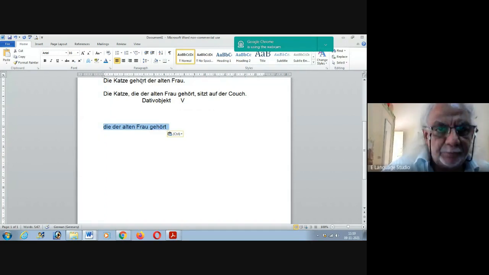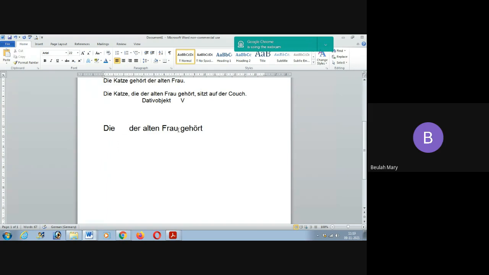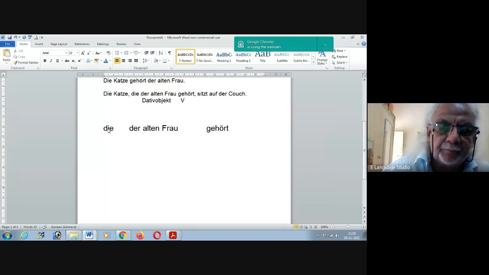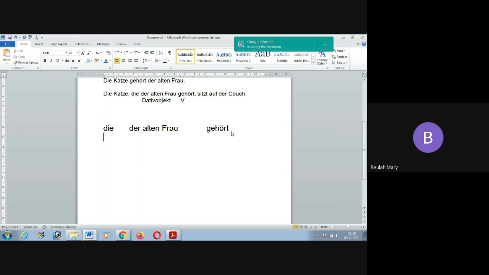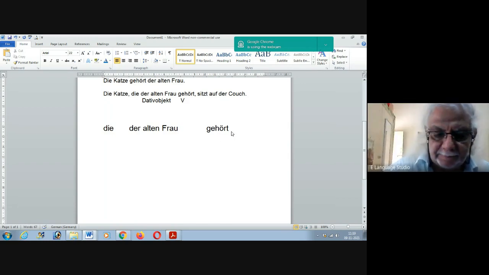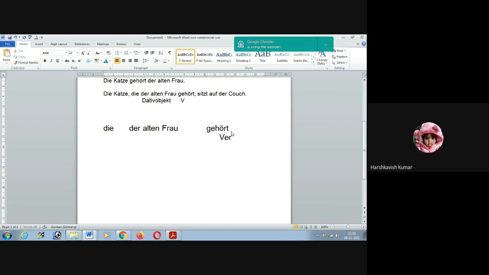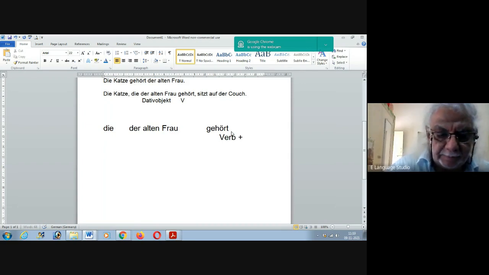Just look at this sentence alone. How many components are there in this? Three. What are they? What is this verb here? Verb gehört. What kind of verb is this? Dative verb. It normally comes with dative.